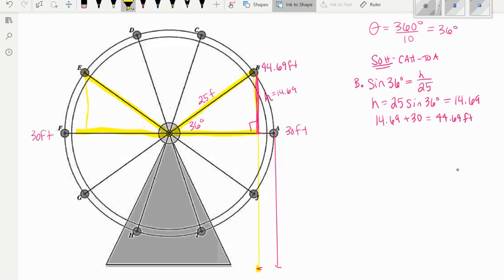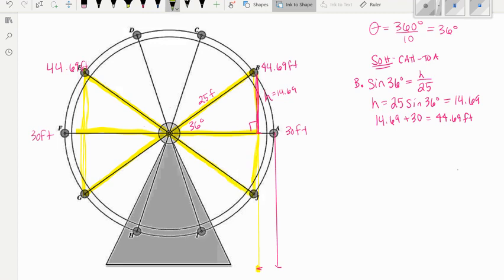And so that means that B and E are at the same height, right? So this is also 44.69 feet. Again, thinking about symmetry, if we were to flip that triangle across the x-axis, it would match up with this triangle here, and on the other side, this triangle here.